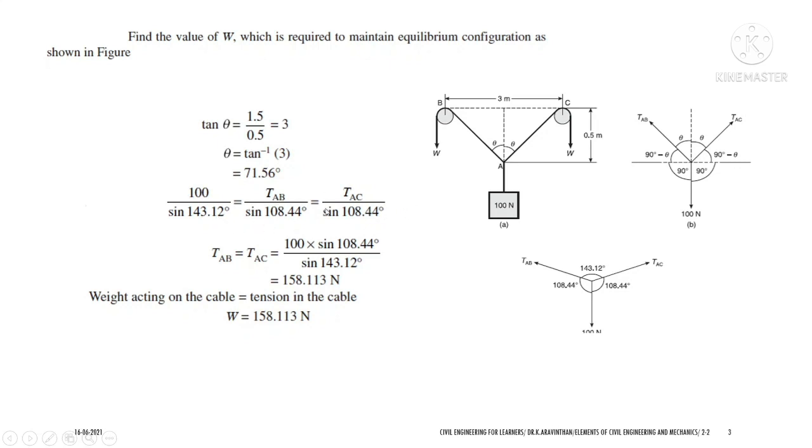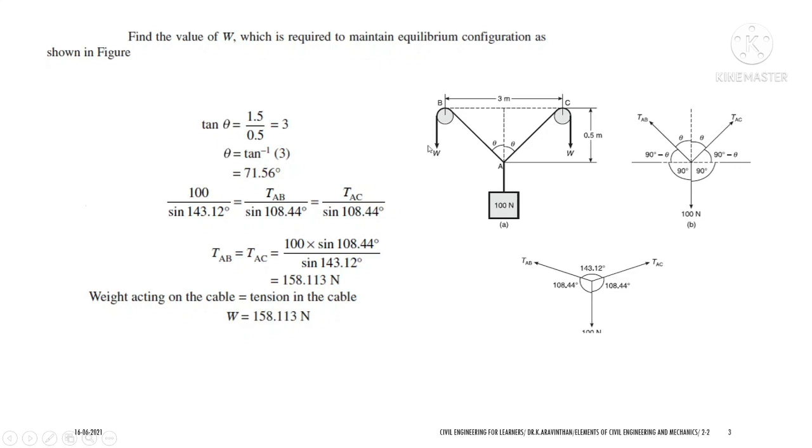So if you are taking that, you have to cross multiply sine 108.44. And if you simplify this, you will be getting 158.113 Newton. So this will be the answer here. And weight acting on a cable equal to tension in a cable, that is 158.113 Newton.